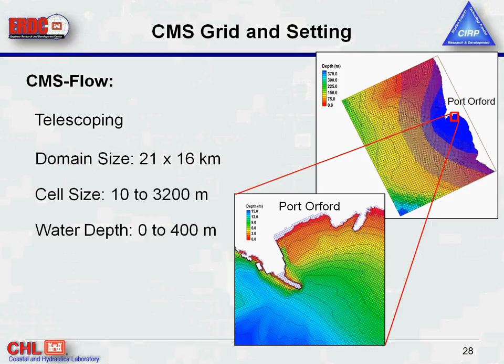And this is a telescoping grid we used for that study. So you see the domain is pretty big. It's 20 kilometers in scale. And also, the harbor entrance area is only like 1 mile through here. It's a very small area. So the channel is here. And that's the channel in front of the harbor. So the winter storm is from the south, southwest.